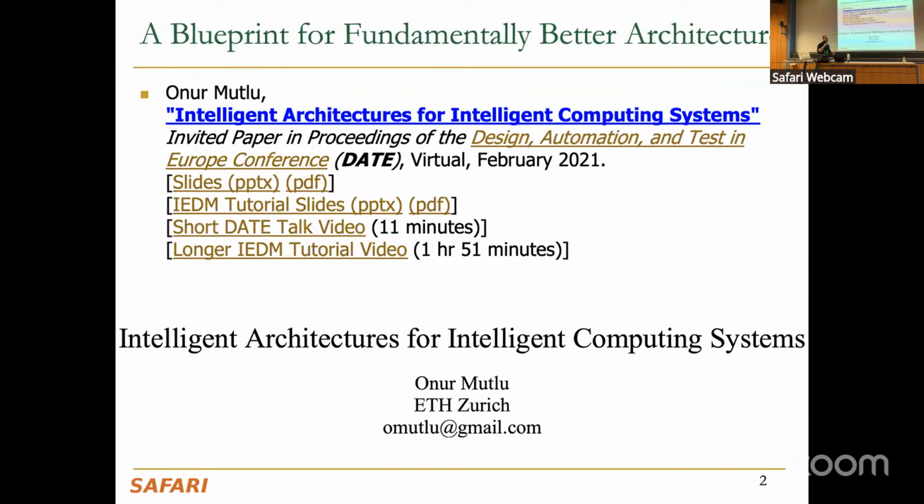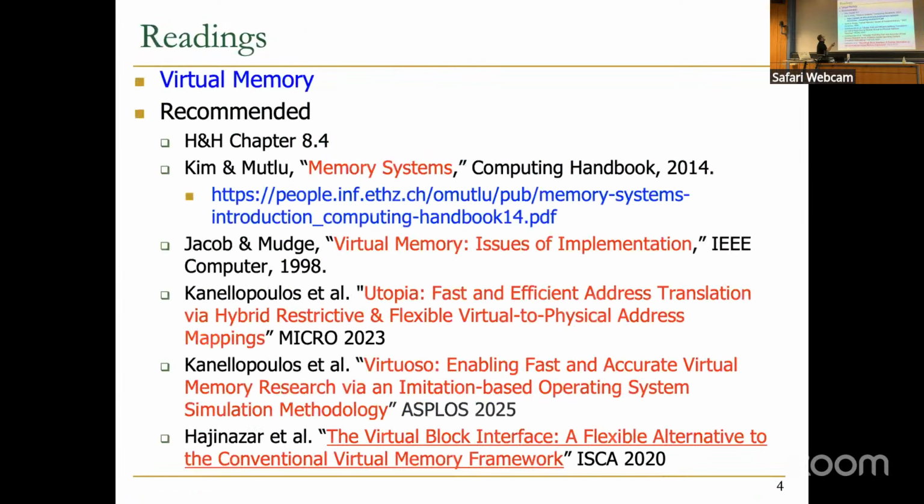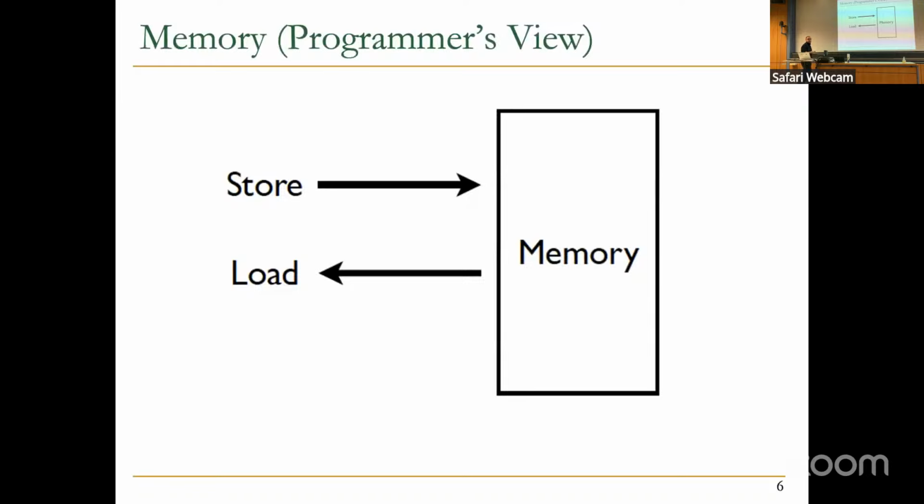So first, I would suggest that you take a read at this nice write-up from Onur, the intelligent architectures for intelligent computing systems. I think Onur gives a very nice overview of the research being done in the group about this sort of intelligence architectures approach, where he argues for data-centric, data-aware, and data-driven architectures. So I'm going to make this basically virtual memory-centric, virtual memory-aware right now. These are the required readings. I would suggest that you take a look at these papers and books, part of this book. And let's dive directly into the basics.